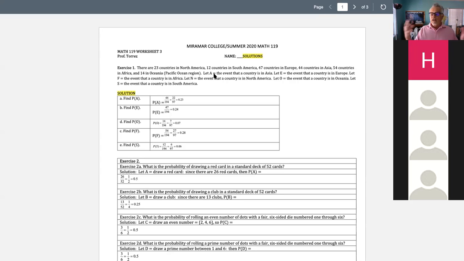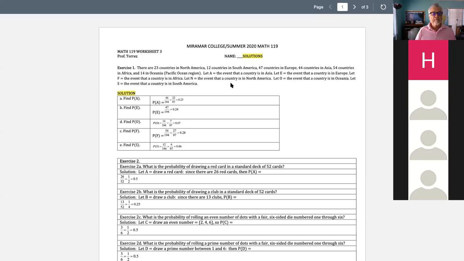So we have all of these countries around the planet. So that would be our sample space, right? The list of all of the countries in the planet, and we would define an event A to be that a country belongs to Asia. E, the country belongs to Europe, and so on.